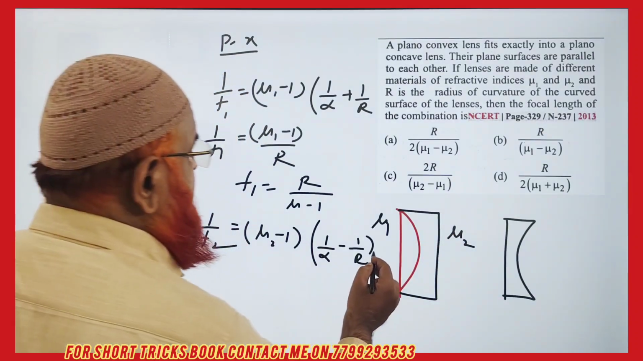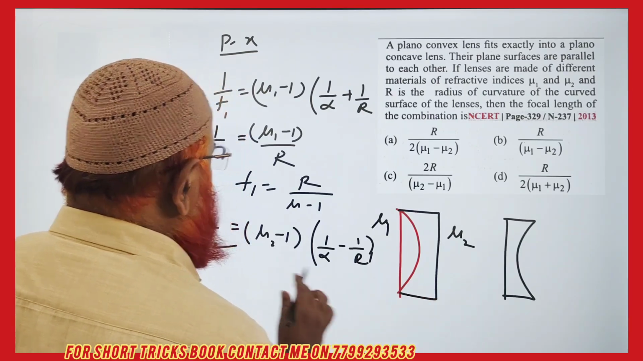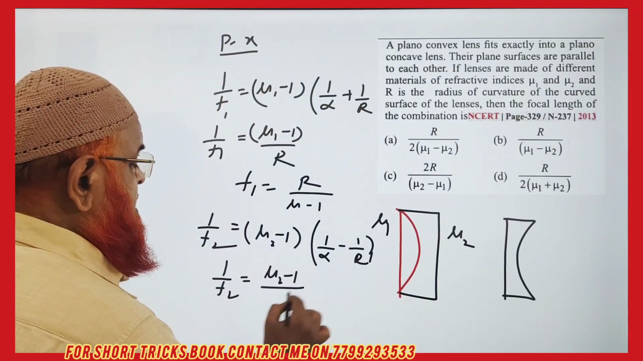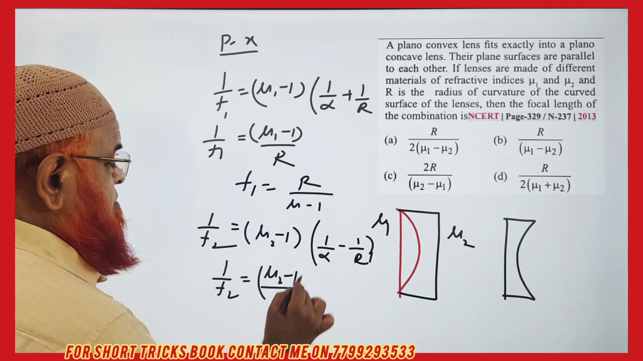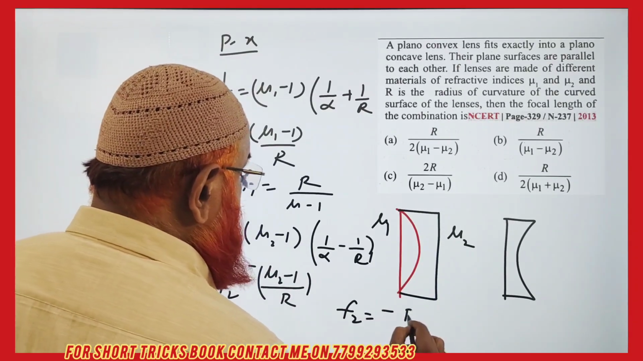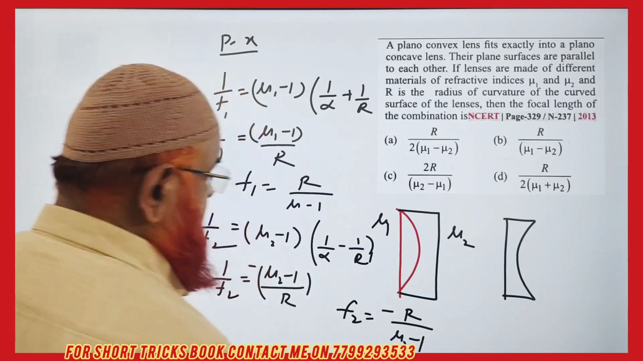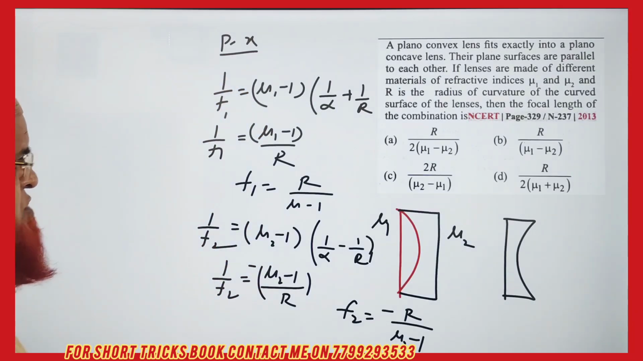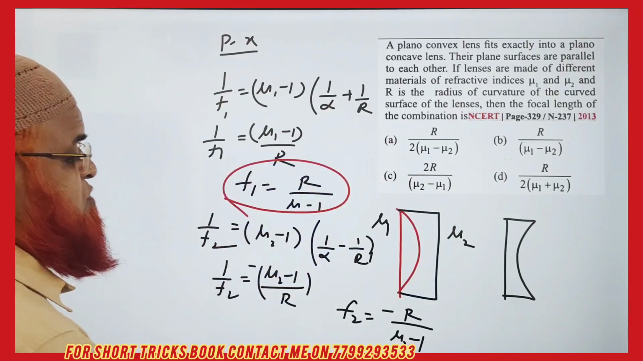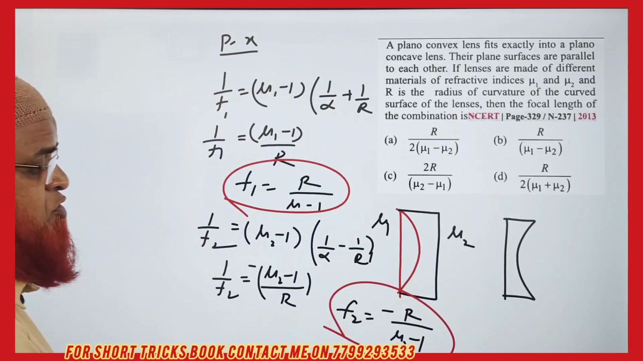So what is this? 1 by r. So what do I get now? 1 by f2 is equal to (mu2 minus 1) by minus r. So what is f2 then? f2 is equal to minus r by (mu2 minus 1). Understood? So what are f1 and f2? Just see here. f1 is r by (mu1 minus 1), f2 is minus r by (mu2 minus 1).